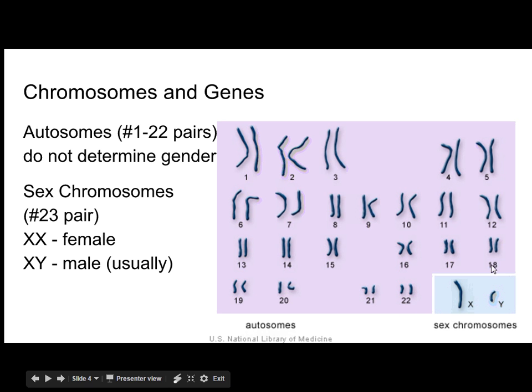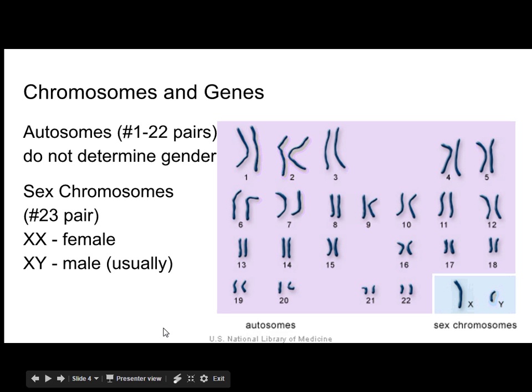We have, for the most part, the same numbers 1 through 22, whether we're a boy or a girl. There's a lot of important information on there, but gender is not one of them. Gender comes down to the sex chromosomes, the 23rd pair. And usually they don't even have a 23 next to them. They're identified as either X's or Y's.